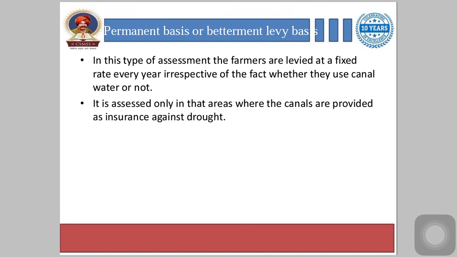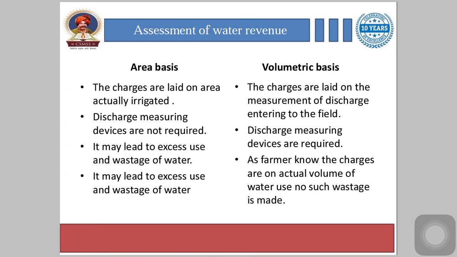So the cultivators or the farmers in a particular area may have their own source of water supply and may not use water from the canal. The water from the canal is used by farmers only in drought periods. The farmers of that area are levied at a fixed rate every year. Due to such provision, such a levy is known as betterment levy. And in this type of assessment, it is assessed only in that area where the canals are provided as insurance against drought.